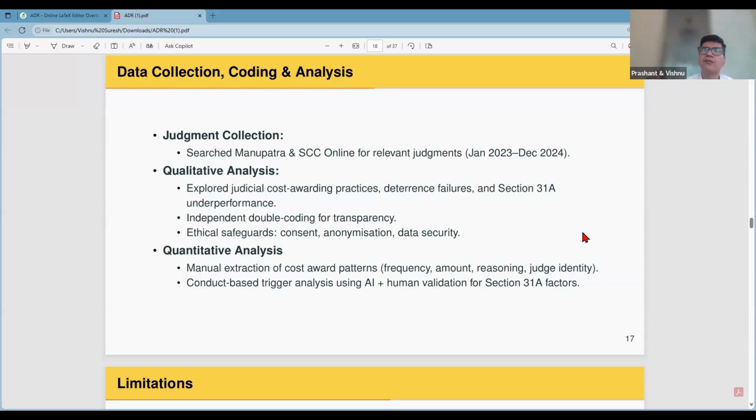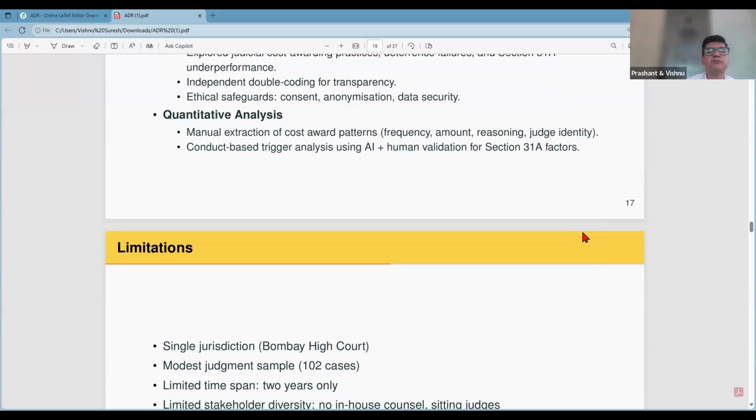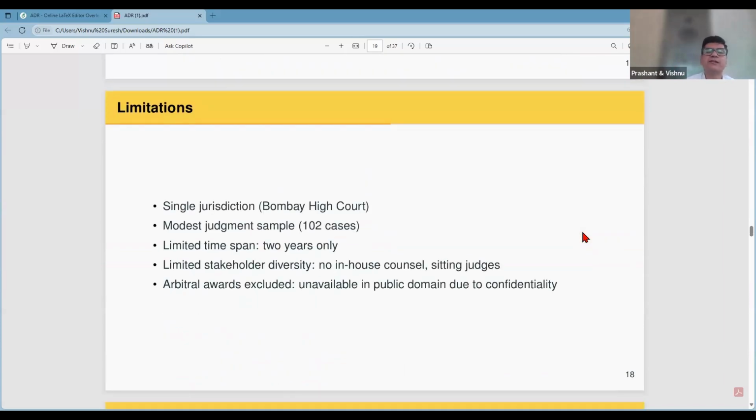So judgments where we think that misconduct was present and yet the judge does not impose any cost. So we used an LLM to highlight and flag, identify if there was misconduct and whether cost was imposed or not. And this was validated with human intervention as well. Now, limitations of this study: it is a single jurisdiction. We wanted to study high courts, but we could pick only one high court. We didn't look at other high courts.